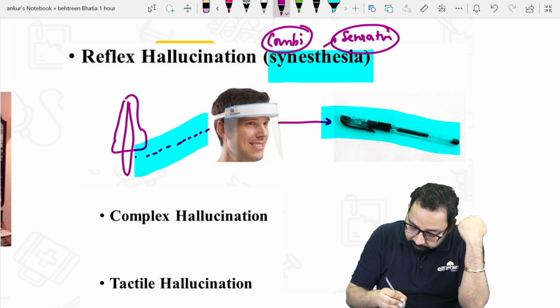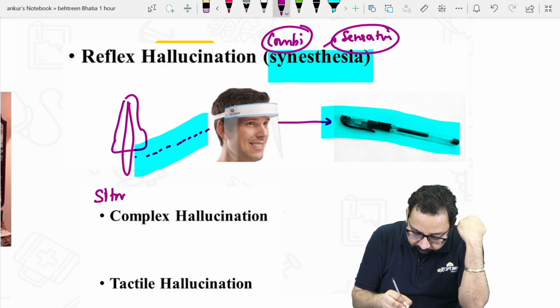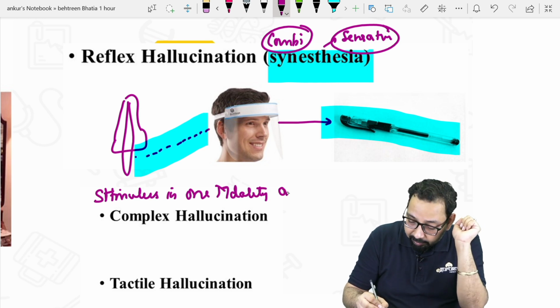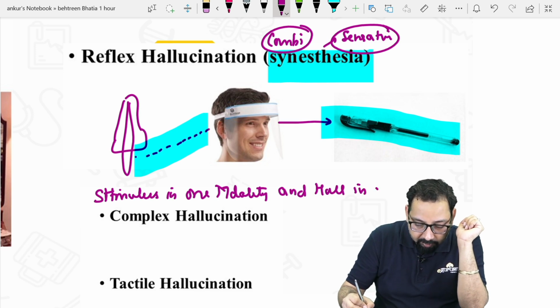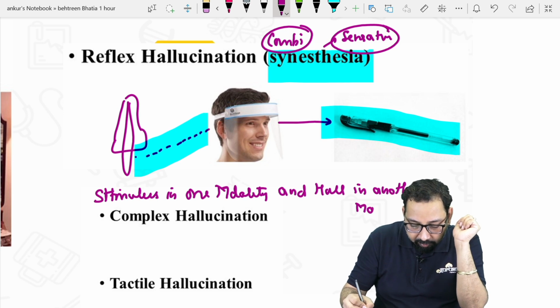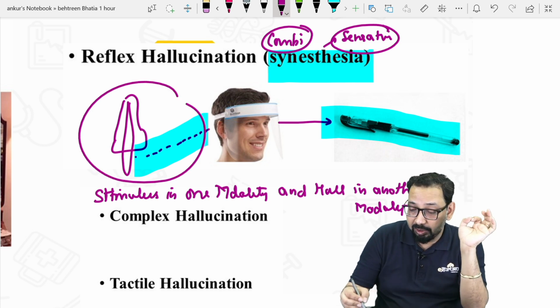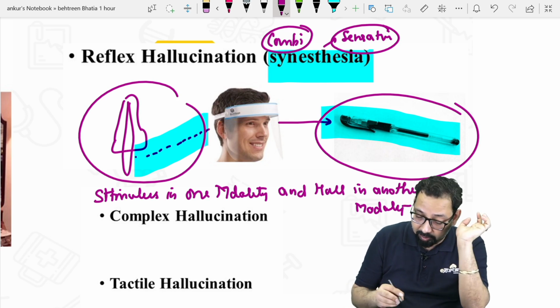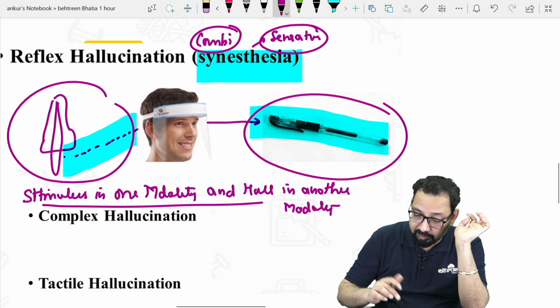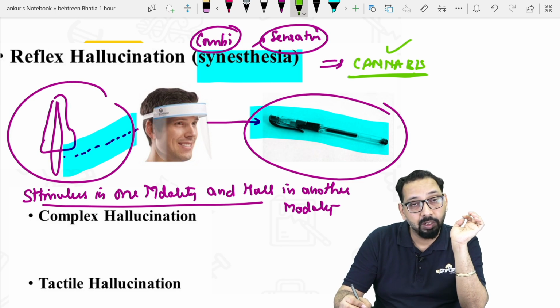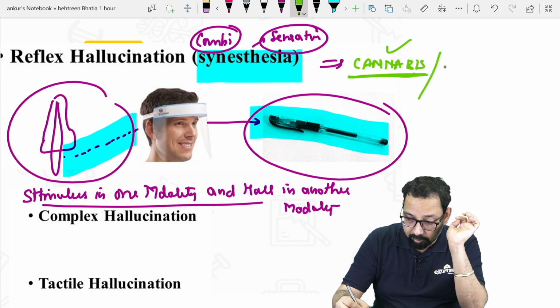Means in this there is a stimulus in one modality, means sensory organ, and hallucination in another modality. Stimulus in one modality means auditory, and hallucination in another modality, visual. So this is reflex hallucination. It is seen after using cannabis. Yes, you all know, Holi is near. Never ever use cannabis, it may lead to psychosis. Okay, cannabis or LSD.